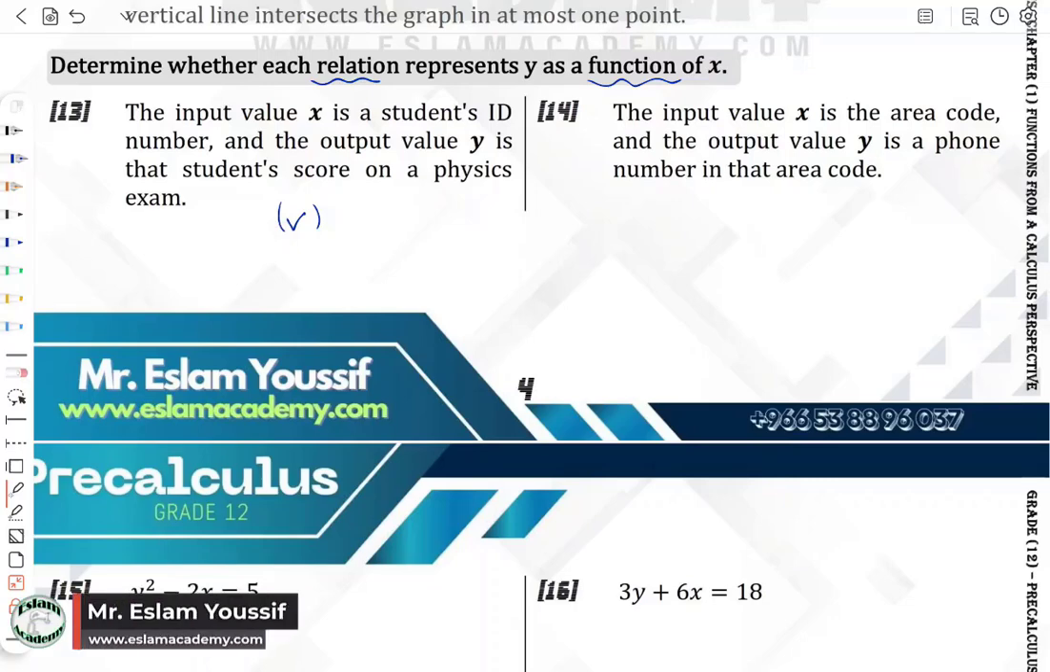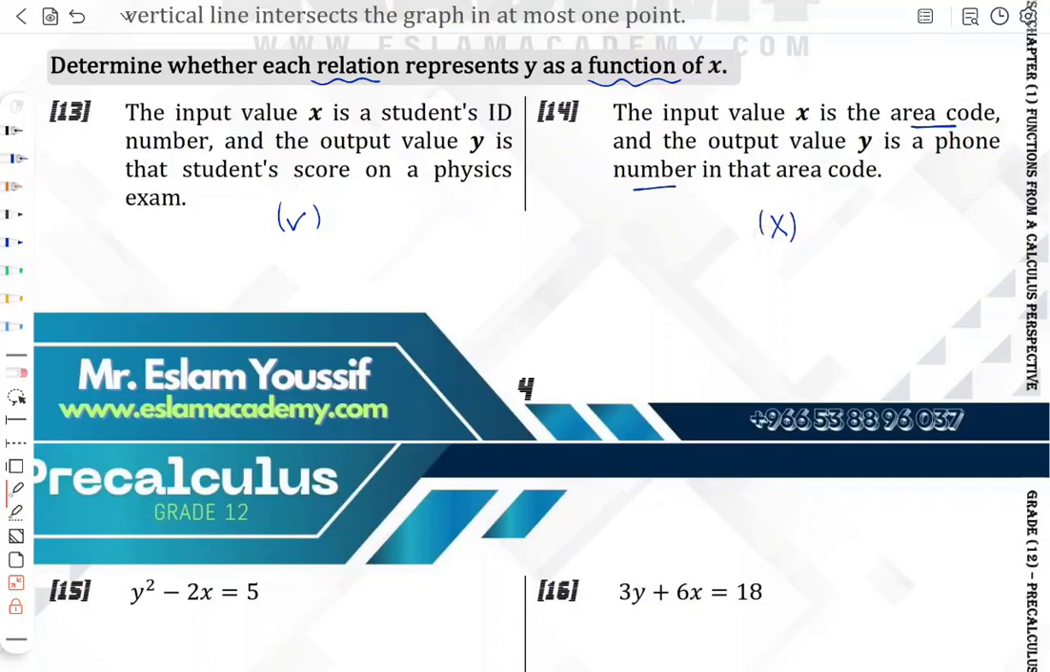But in question number 14, the input is the area code, and the output is the phone number. Once you write the area code, you will find that there are many phone numbers. So this relation is not a function, because each input is connected with more than one output.